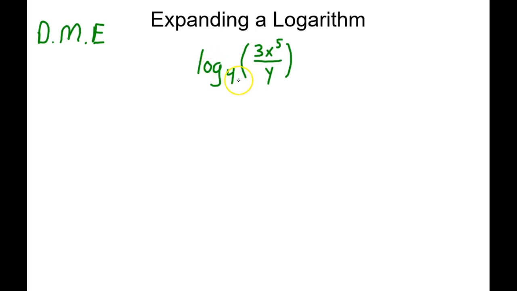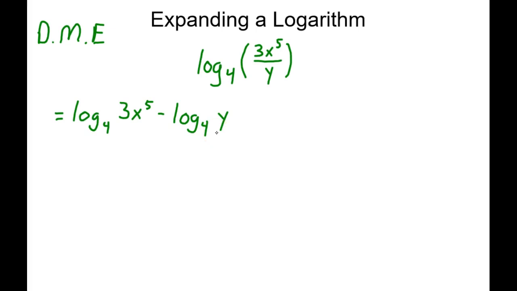So we have log base 4 of 3x to the 5th divided by y. I see we have division going on within our expression. So I'm going to apply the quotient rule first. And the quotient rule tells us if we have two factors being divided, we can break this apart using subtraction. After applying that quotient rule, now we have the expression expanded in the form log base 4 of 3x to the 5th minus log base 4 of y.